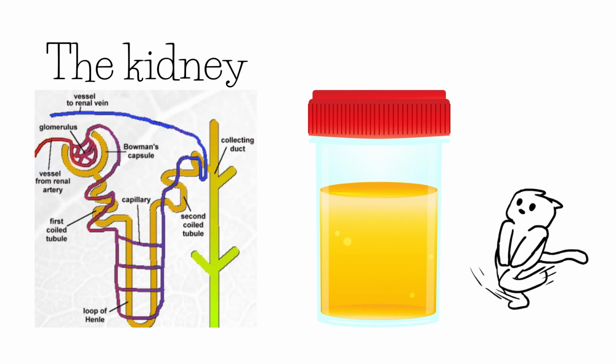In the PCT, all glucose is reabsorbed and some water and some mineral ions. In the loop of Henle, ions are reabsorbed to help reabsorb water. The way down is permeable to water and the way up is impermeable. In the DCT, ions and water are reabsorbed.